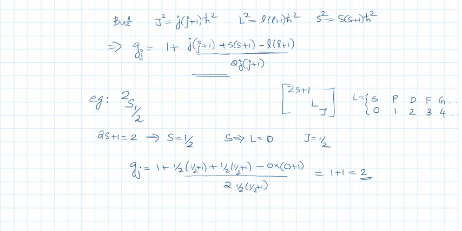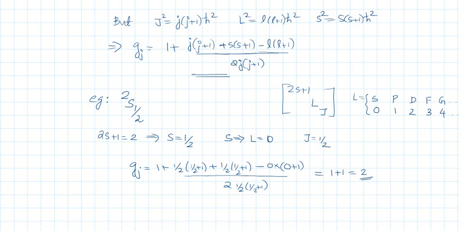Gl, that is the Landé factor for orbital motion, is 1. Gs, the Landé factor for spin motion, is 2. And the Landé factor for total motion is Gj equal to 1 plus j into j plus 1 plus s into s plus 1 minus l into l plus 1, divided by 2j into j plus 1.